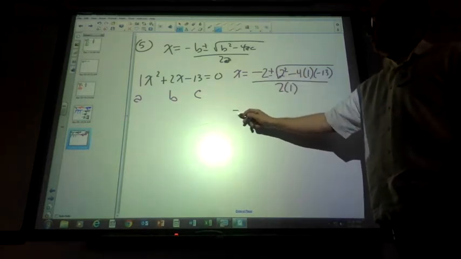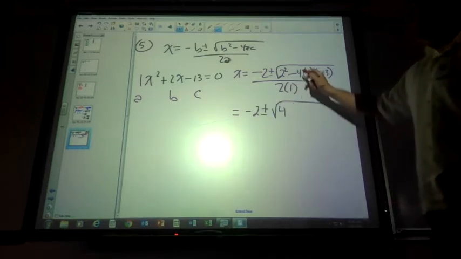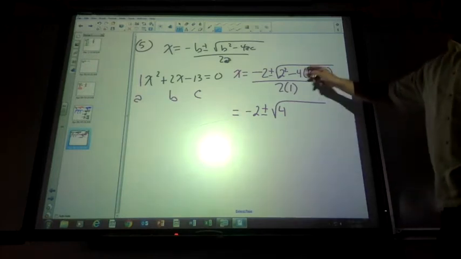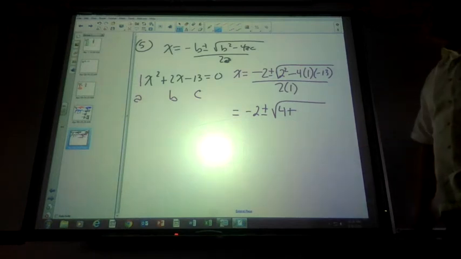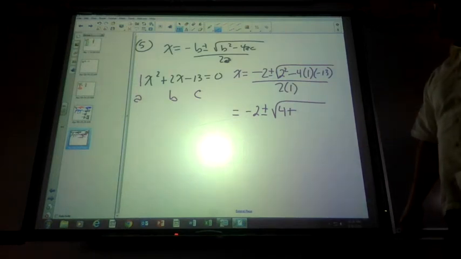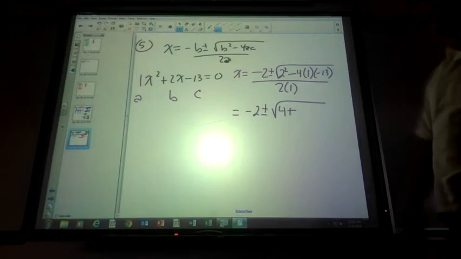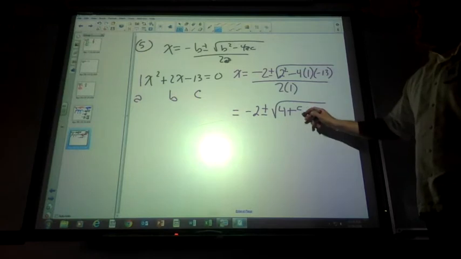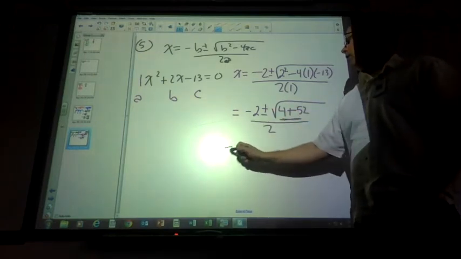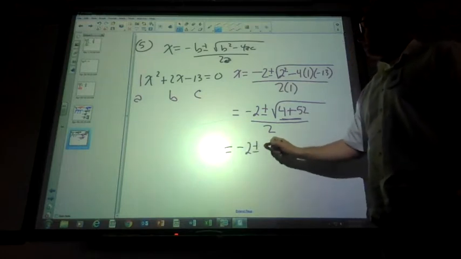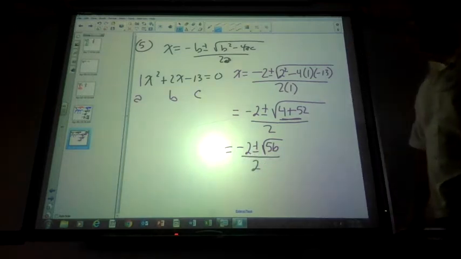Negative 2 stays as is for right now. Plus or minus 2 squared is 4. Then I get negative 4 times 1 is negative 4. Negative 4 times negative 13 is going to be positive. 4 times 13 is 52, over 2. Do the arithmetic inside here. So 4 added to 52 is, I believe, 56, right? Okay.